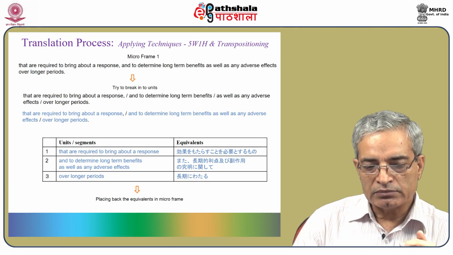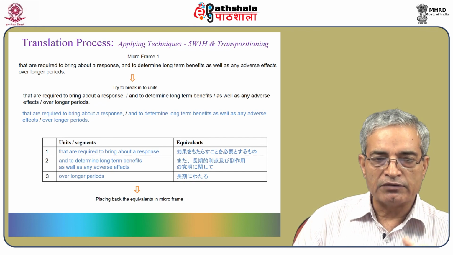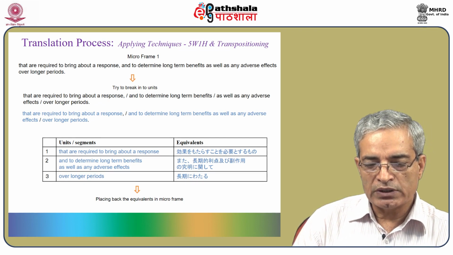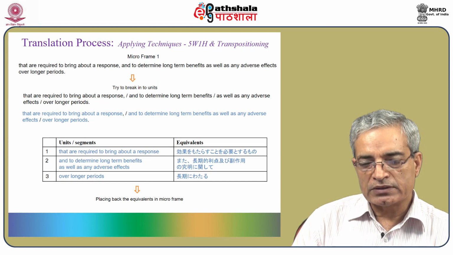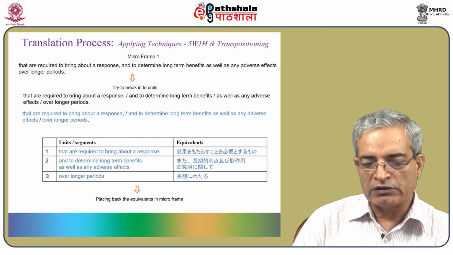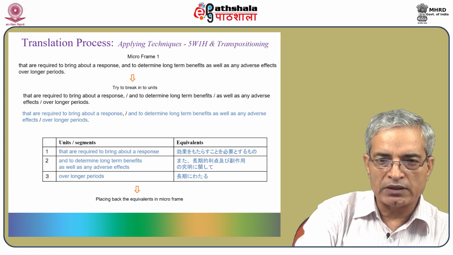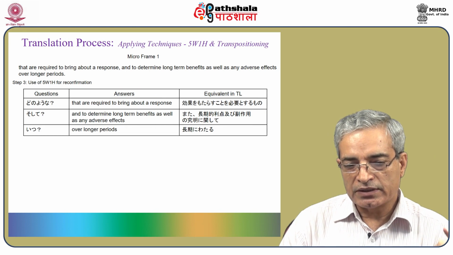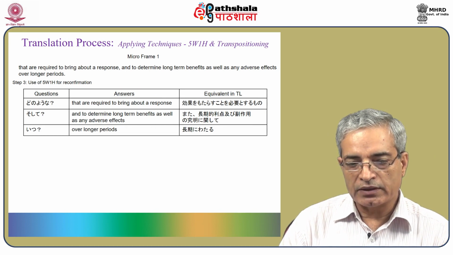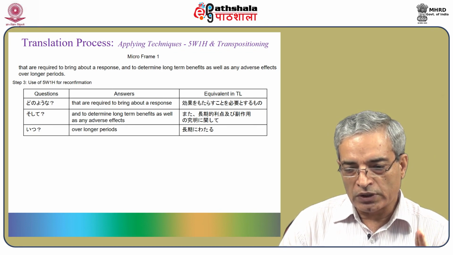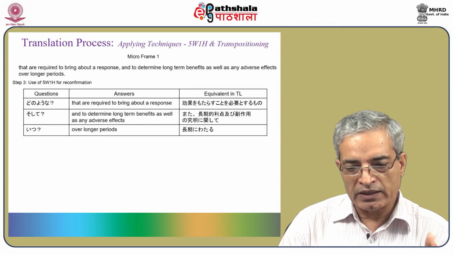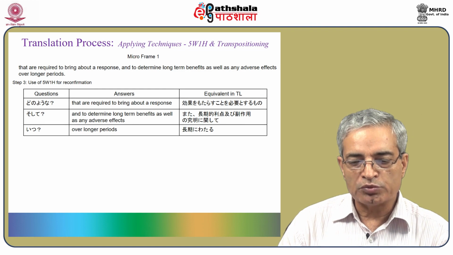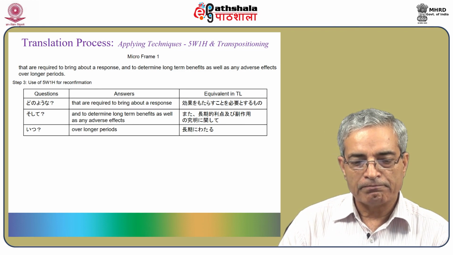And to determine long-term benefits as well as any adverse effects: mata choki teki riten oyobi fukusayo no kyume ni kanjite. Over longer periods can be translated in many ways. One equivalent is choki ni wataru. This of course can be taken as a unit. The microframes are listed here, and we are trying to use the 5W1H for reconfirmation. When we put the question dono yona, the answer comes koka o motorasu koto hitsuyo suru mono. Soshite means anything else: mata choki teki riten oyobi fukusayo no kyume ni kanjite.